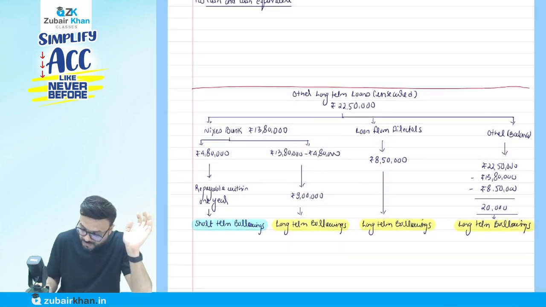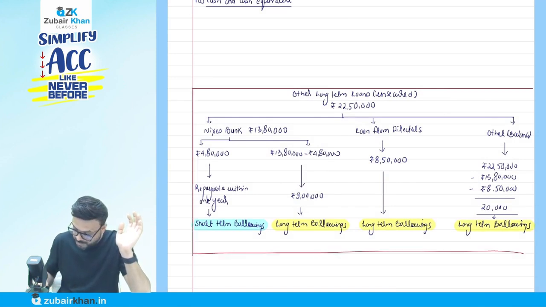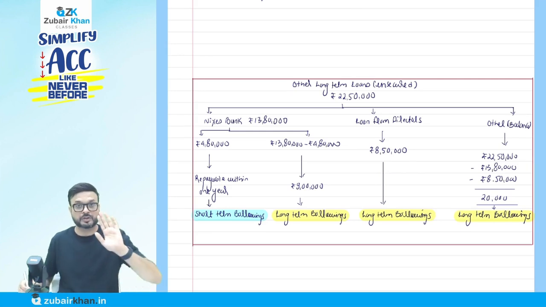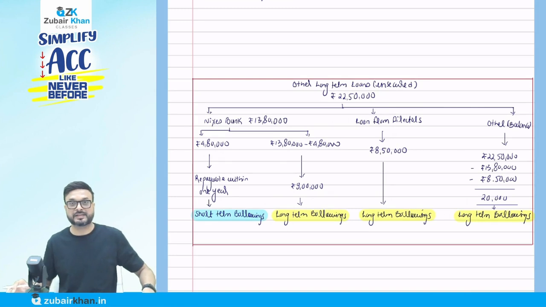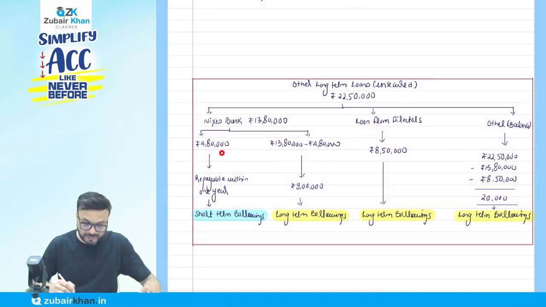This is just for reference, because when you do a revision, you should be in a position to understand all these points. Okay, so just write it down for your reference. Now we'll write it down one by one. First, write it down in long-term borrowing, and I will write this 4,80,000 as a part of short-term. First, let's write these 3 points.